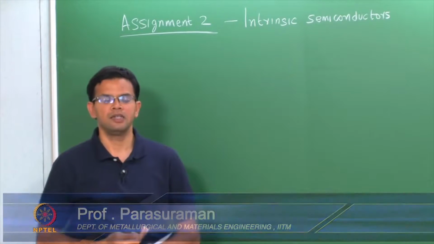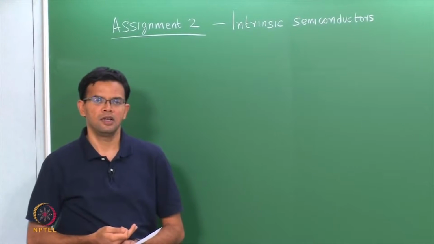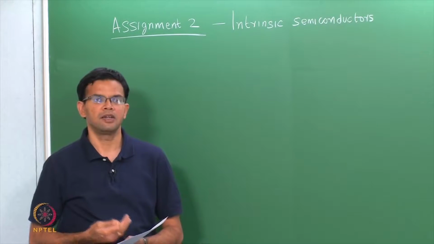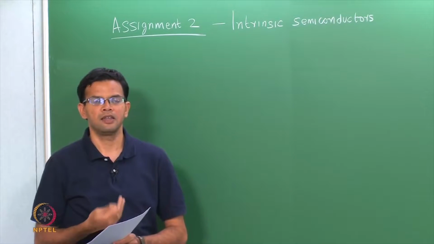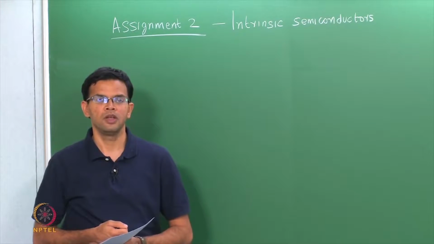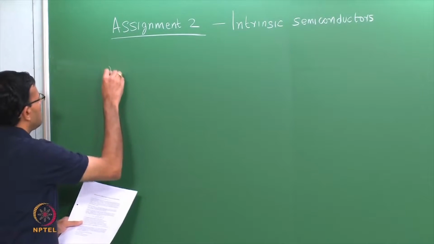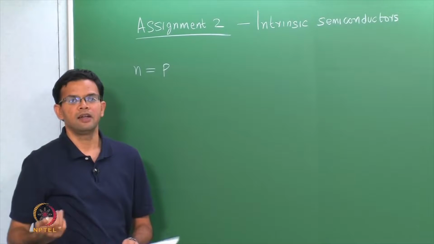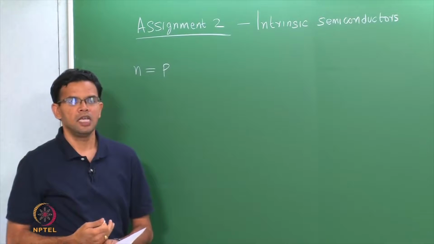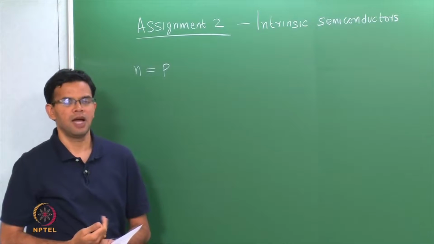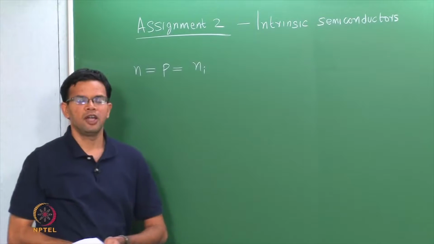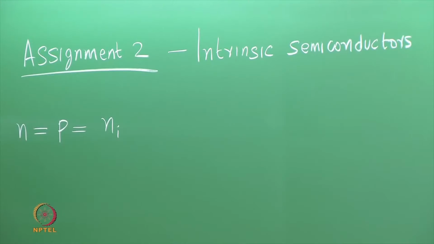Intrinsic semiconductors or pure semiconductors are essentially single crystals. We say that there are no defects in the semiconductor because these defects can again create electrons and holes of their own. In the case of an intrinsic semiconductor, the electron concentration in the conduction band, that is N, is equal to the hole concentration in the valence band, that is P, and it is equal to something which we denote as Ni, and Ni we call the intrinsic carrier concentration.